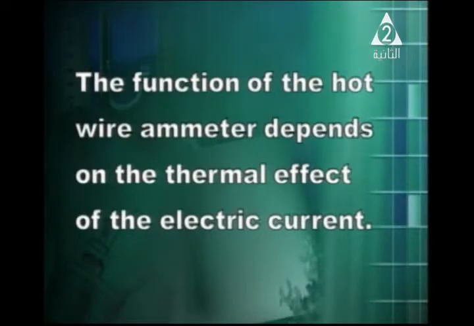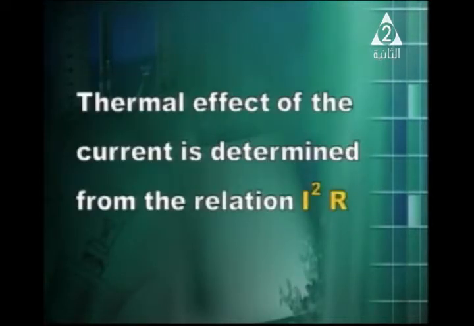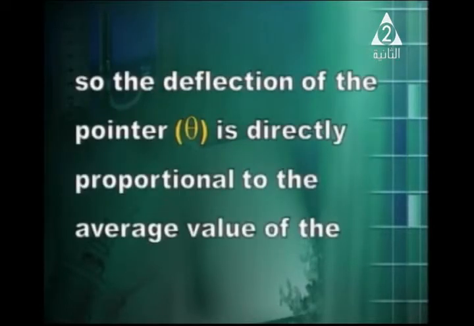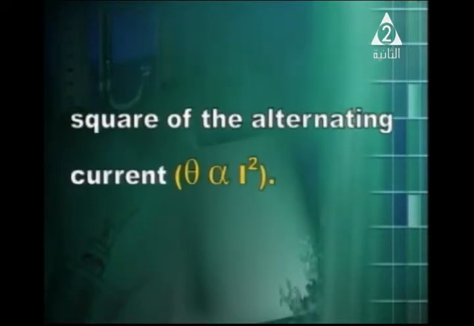The function of the hot wire emitter depends on the thermal effect of the electric current. The thermal effect of the electric current is determined from the relation I squared R. So the deflection of the pointer theta is directly proportional to the average value of the square of the alternating current. Theta is proportional to I squared, not proportional to I itself. That's why the scale is not uniform.